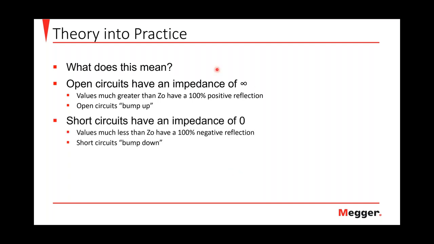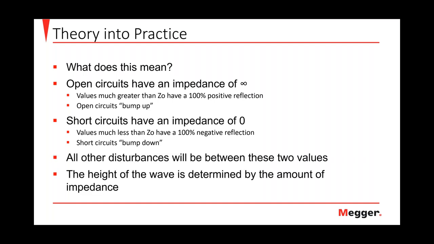So conversely to an open circuit, a short circuit has an impedance of zero. And we will get a 100% negative reflection at a short, and that's that bump down. And all other disturbances are going to be between those two values. So the height of that wave is determined by the amount of impedance change that we have and how much signal is going to be reflected.